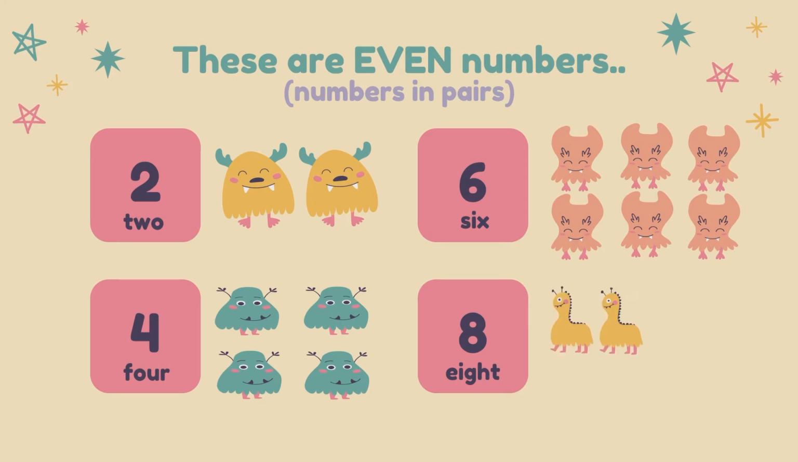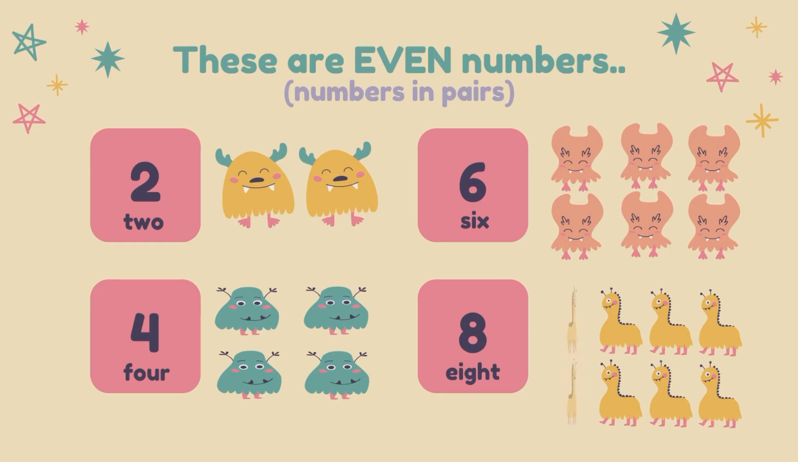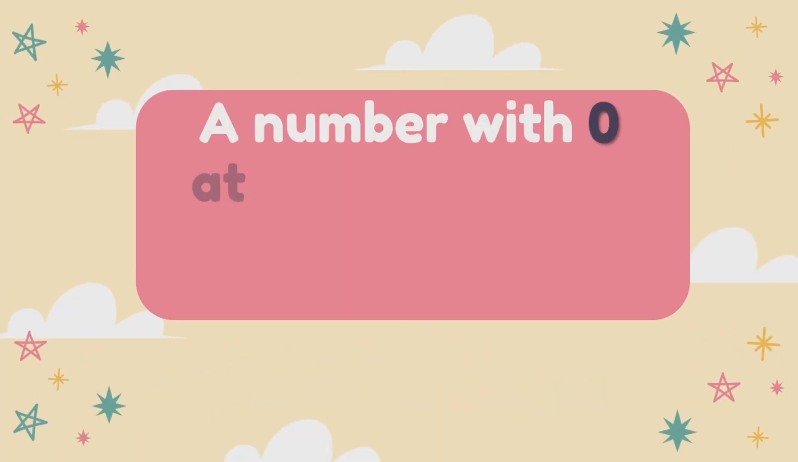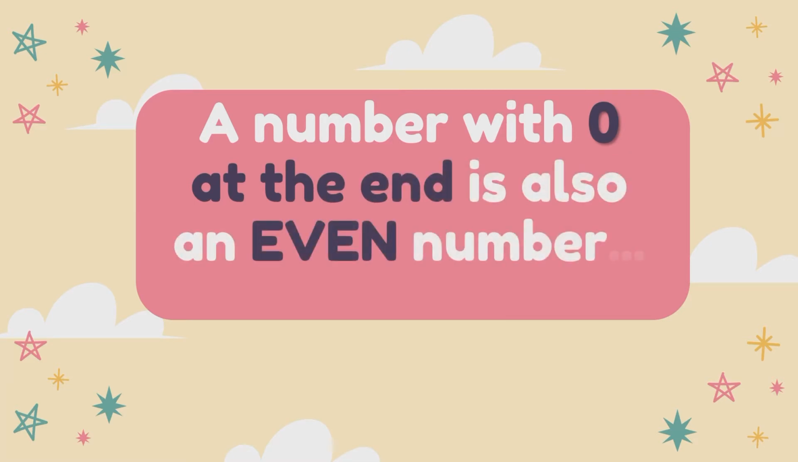Number 8. 1, 2, 3, 4, 5, 6, 7, 8. Pair, pair, pair, and another pair. So these numbers are in pairs. A number with 0 at the end is also an even number. Example is 0, 10, 20, 30, 40, 50, and all the numbers that have 0 at the end.